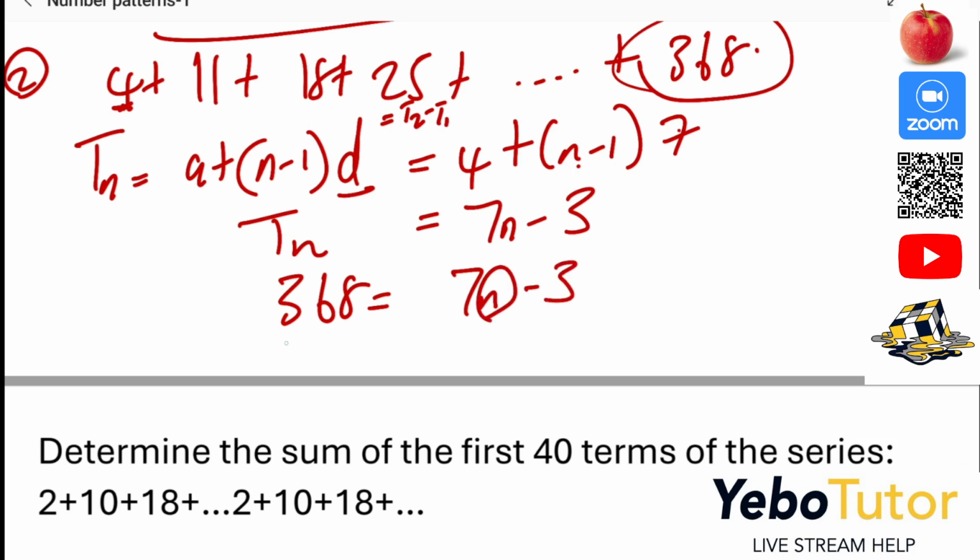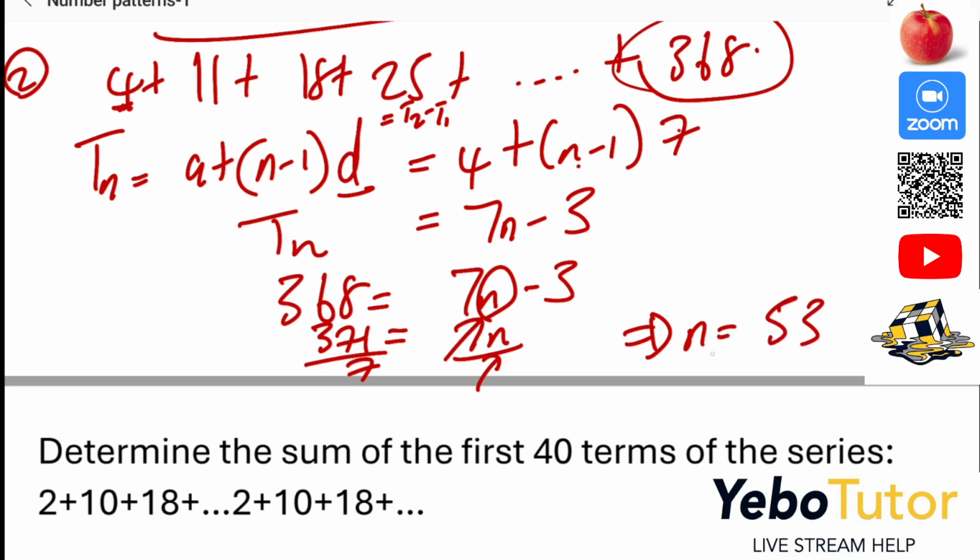So that will be 368 plus 3, which gives 371, equal to 7n. You divide both sides by 7, then your n value is going to be equal to 53. Now that we have the n value, we can calculate the sum of the terms.